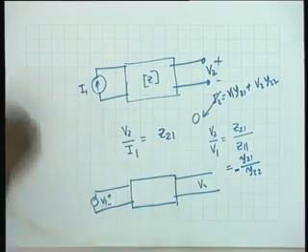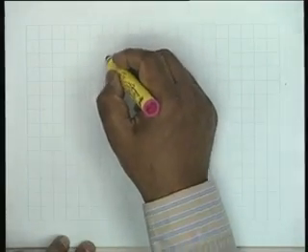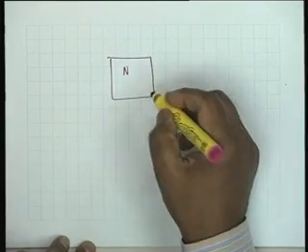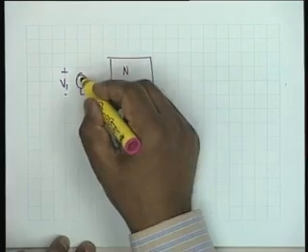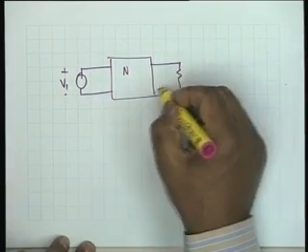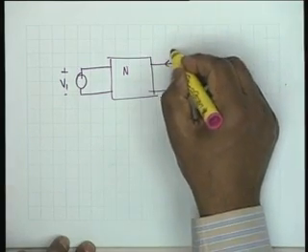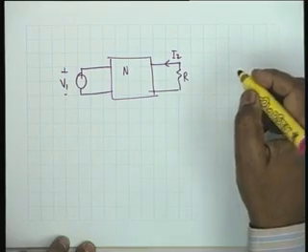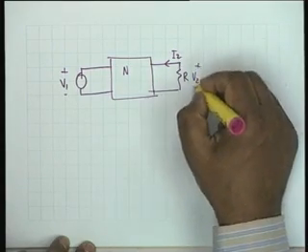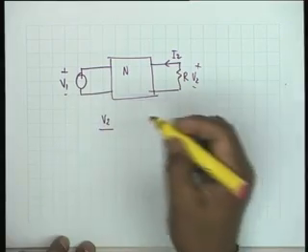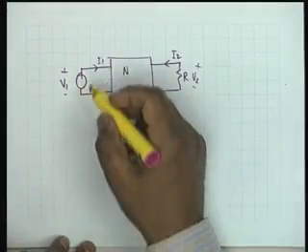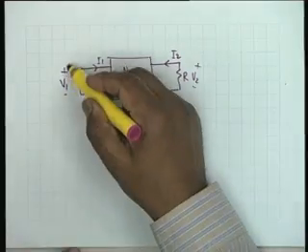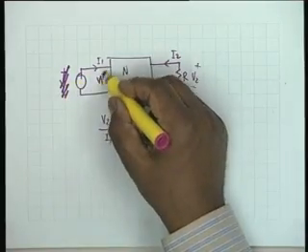Suppose we have a network N, a passive reciprocal network N, driven by a voltage source V1 and terminated in a resistance R. The current is I2, and what we are interested in is V2 by, let's say, I1. This may be a current source. Well, let's put it as a source. It may be a current source, it may be a voltage source. Suppose we want V2 by I1.